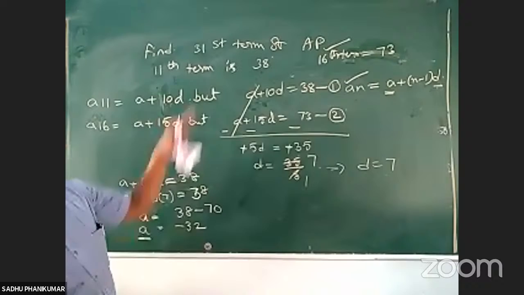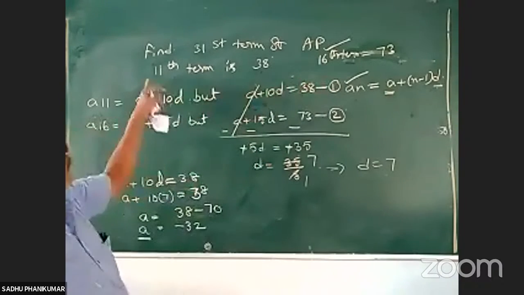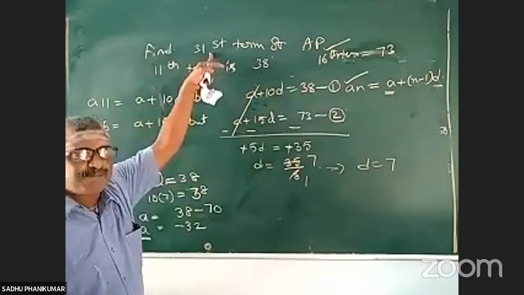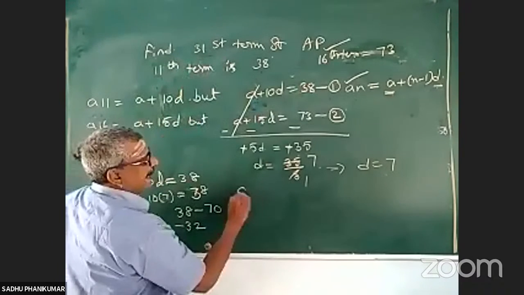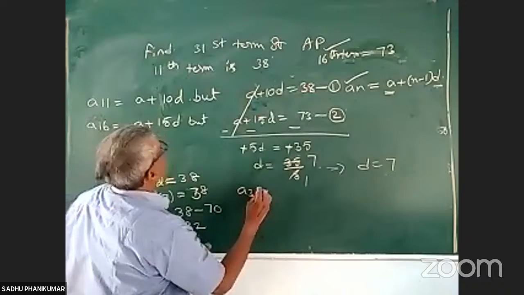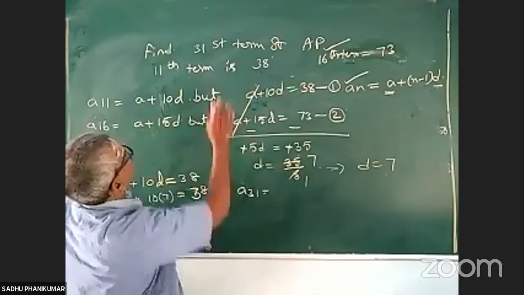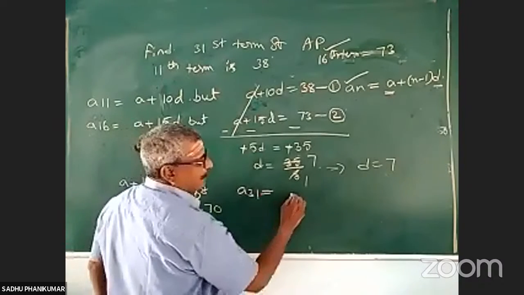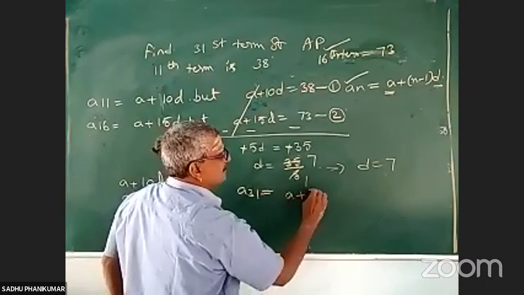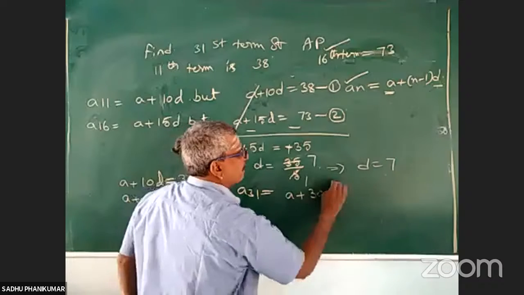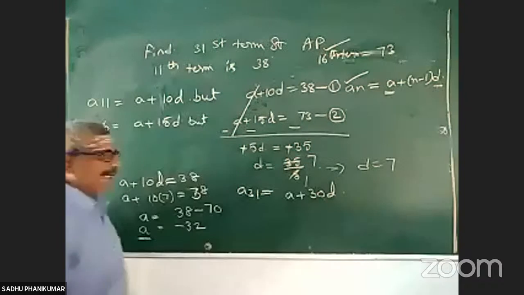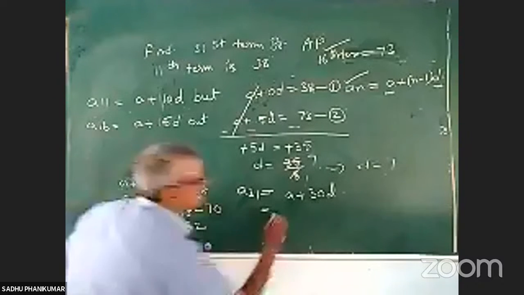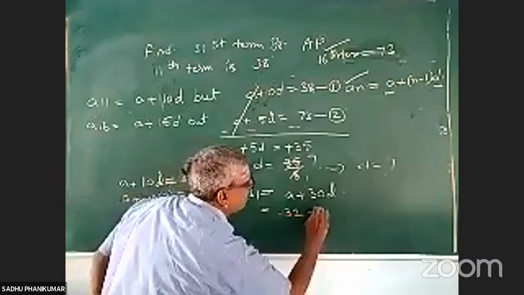Now what was asked is the 31st term. We have to find the 31st term. So A31 is equal to, what is the principle? A plus 30D. What is the value of A? We got it, minus 32 is the value.